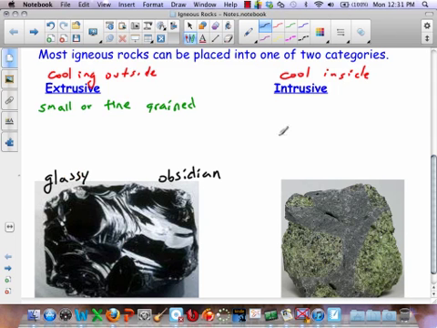Now, however, when we look at intrusive, you can honestly see, even from the back of the room, how large these minerals are and the crystals that are with the minerals. That's typical of an intrusive, where we have very large grained minerals.